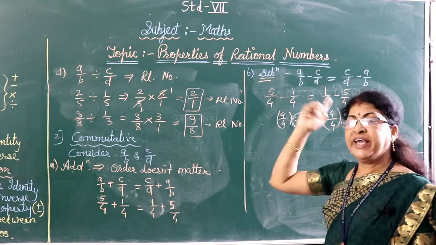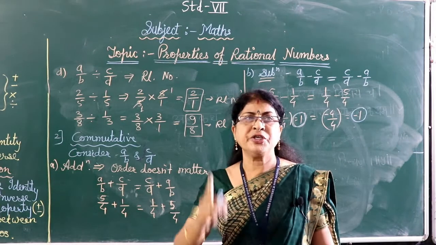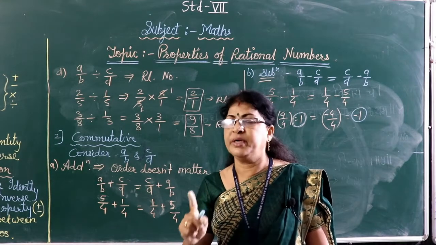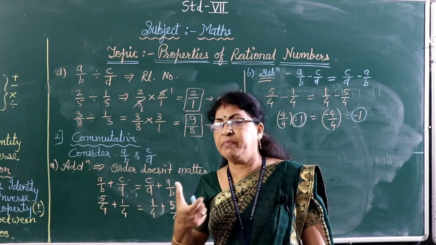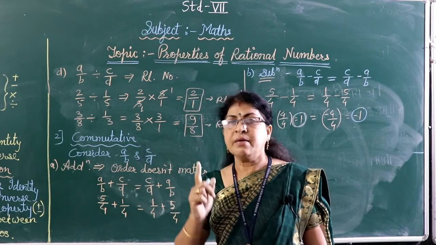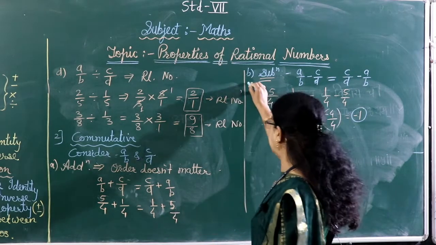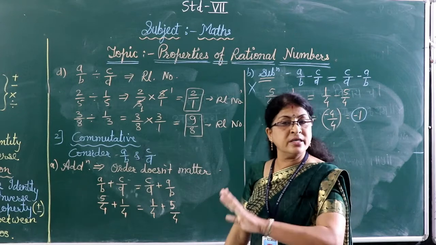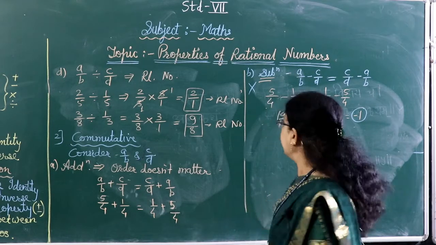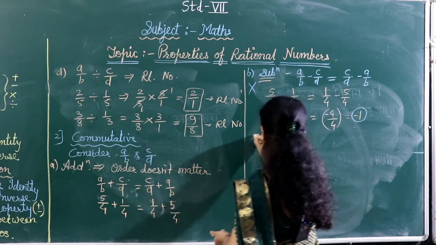So we cannot say that subtraction of rational numbers is commutative. Our sentence will be changed now. Now we will say subtraction of rational numbers is not commutative. For subtraction, this commutative property doesn't hold true. Got it? The same we will apply now for multiplication.